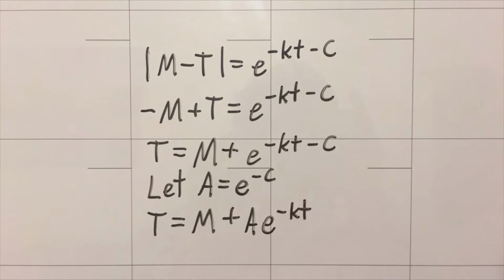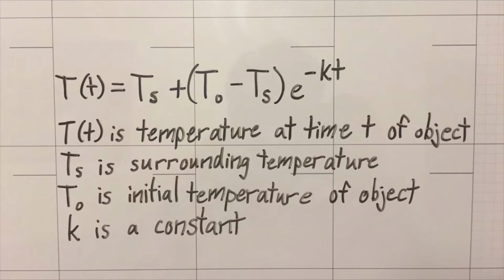Then we isolate big T since we want the object's temperature. We let e to the negative C be equal to A, while recognizing this value is the difference between temperatures. Finally, we get the following equation, which lets us find the temperature of an object at any time using T sub s for surrounding temperature, T sub o as initial temperature of the object, and the constant K.